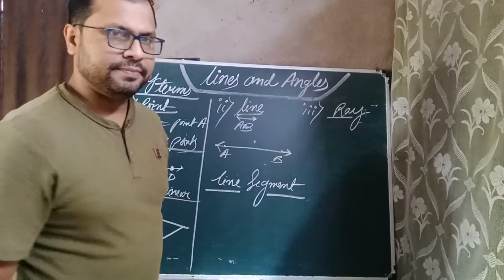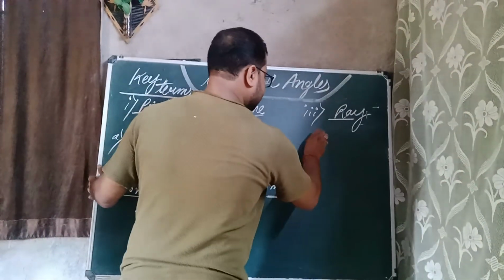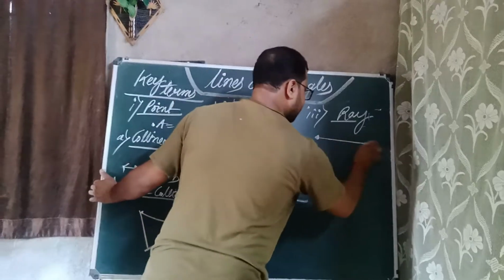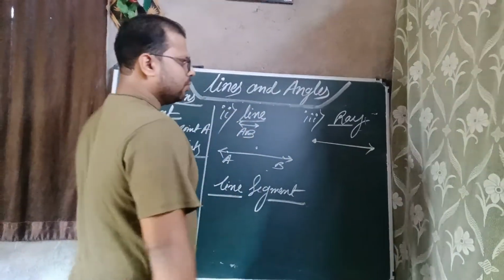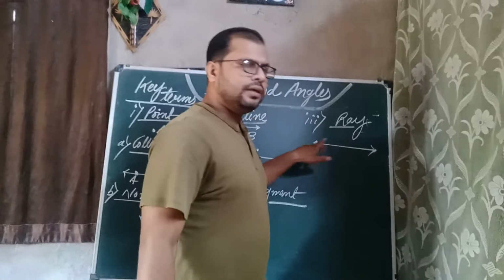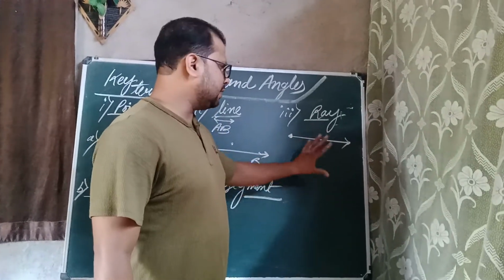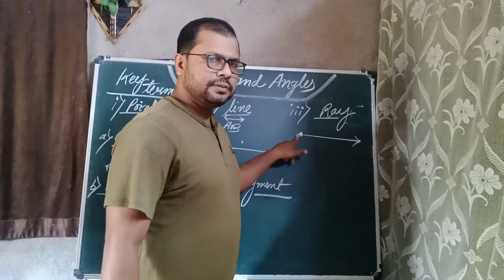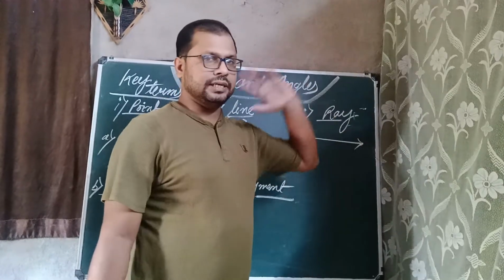Before that, we'll go for ray. What is a ray? A ray has a fixed point at one end, and at the other end it has a direction, an arrow. The dot and arrow, both the things are there. It means it starts from this particular dot and it continues in that direction only.